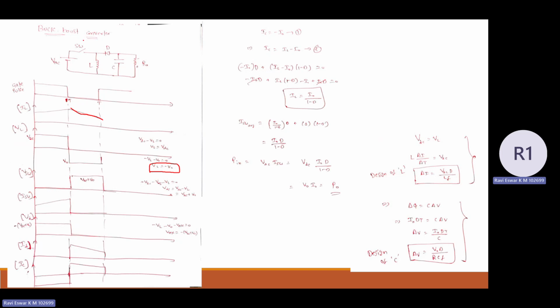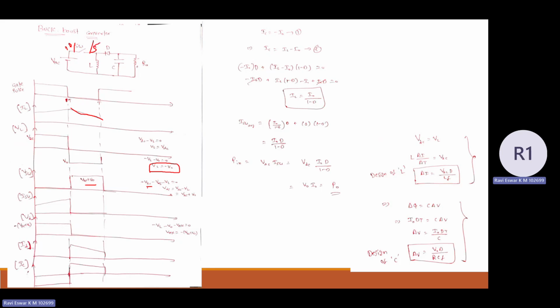And then what about the switch? How much voltage is the switch going to block? The switch is going to block VDC plus V naught. For this, again, you apply KVL in this particular loop. Plus VDC. Now take this as drain and this as source, so here plus, here minus. Drain as plus, source as minus.